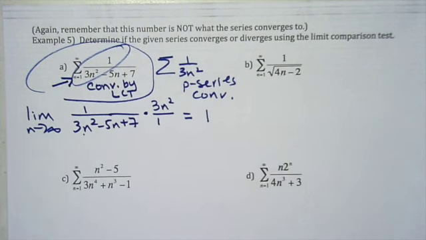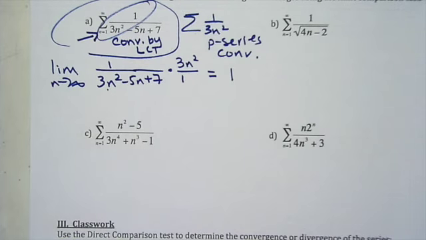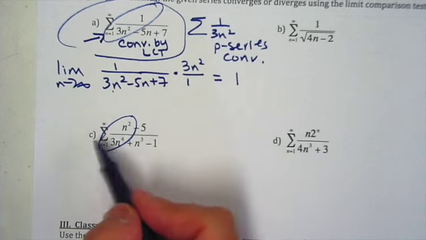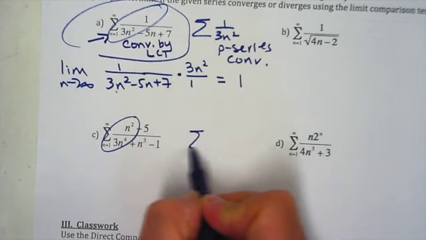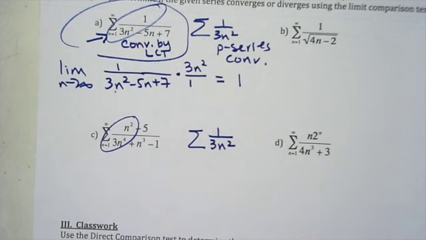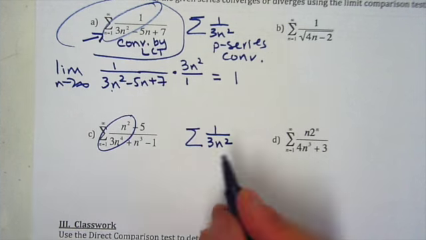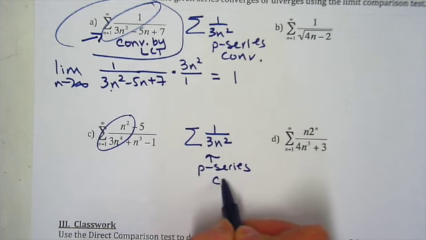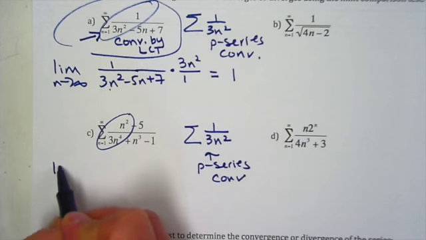Okay. Same thing here. Let's try one more. Again, I see a polynomial on top, polynomial on the bottom. Look at the highest degree. So what you're going to compare it to is this. It doesn't matter if you keep that 3 on the bottom or not. You can compare it to 1 over n squared. This is a p-series that converges. I'm going to do my limit comparison test.